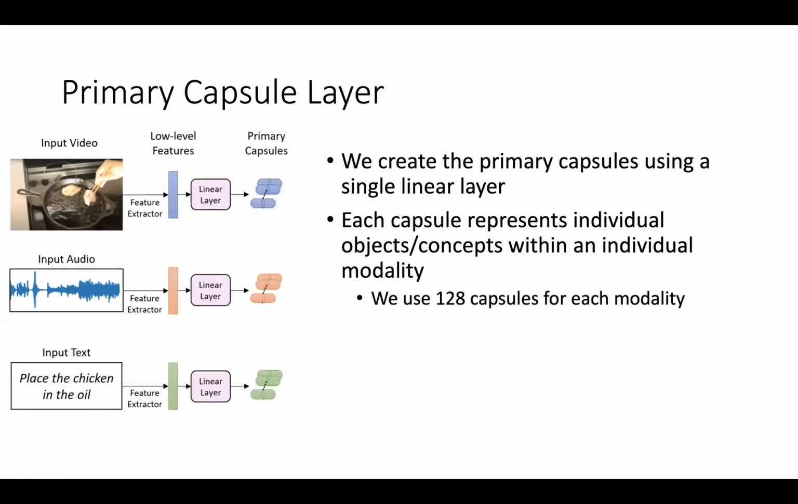Once we have these features, we obtain our set of primary capsules. These features are passed through a linear layer to obtain a set of capsules. In this case, we extract a set of 128 capsules for each modality. This is many more capsules than we used in previous works. The reason for this is we have such large-scale data that we need to model a larger amount of entities or objects. So for that, we need more capsules.